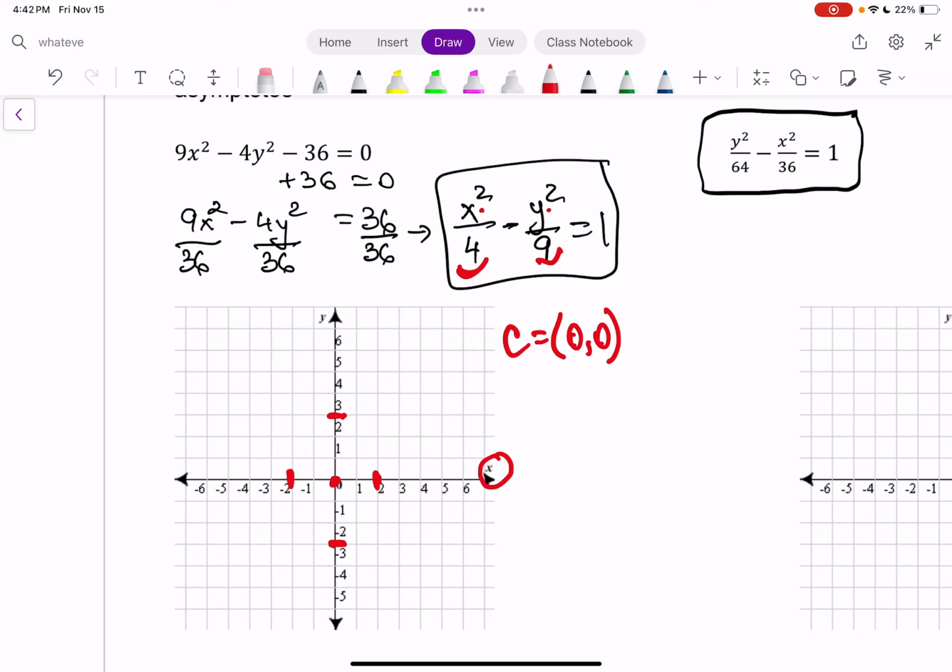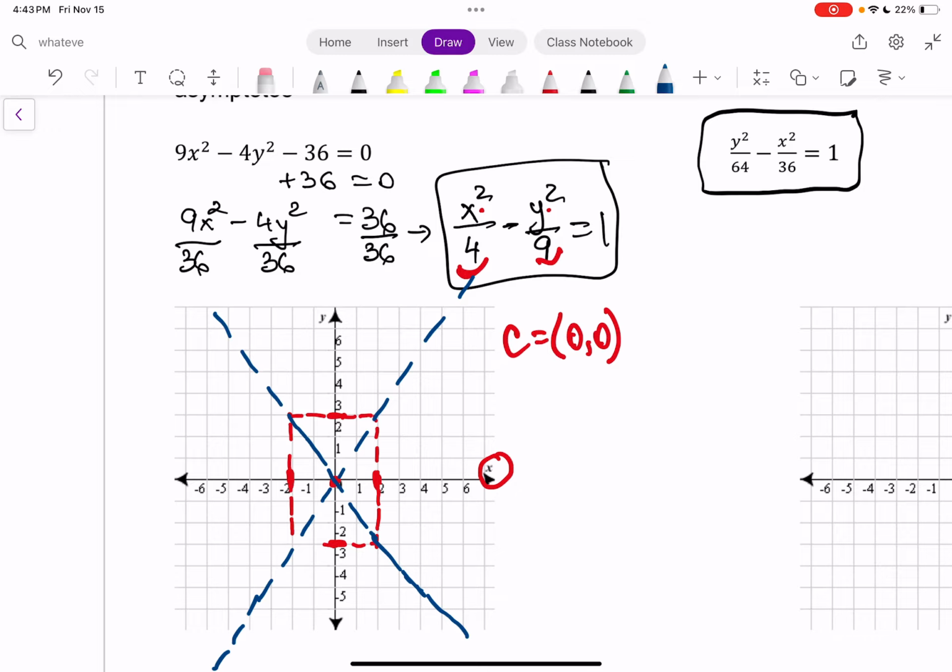Now, if this was an ellipse, I would just connect these 4 points. However, it's a hyperbola. So, let me show you what we'll do. We'll use these points to draw a rectangle. We'll use the rectangle to draw its diagonals. Now, these diagonals are the asymptotes of the shape of the hyperbola.